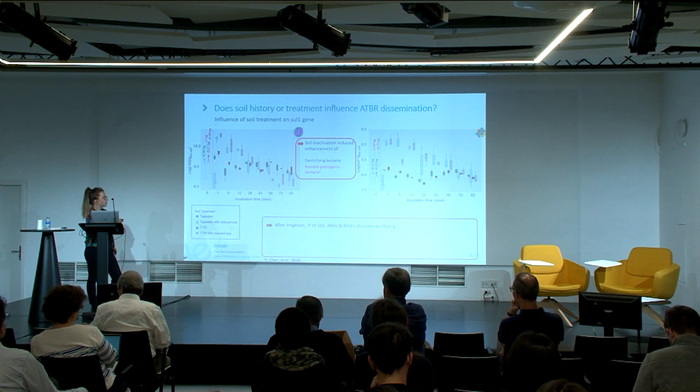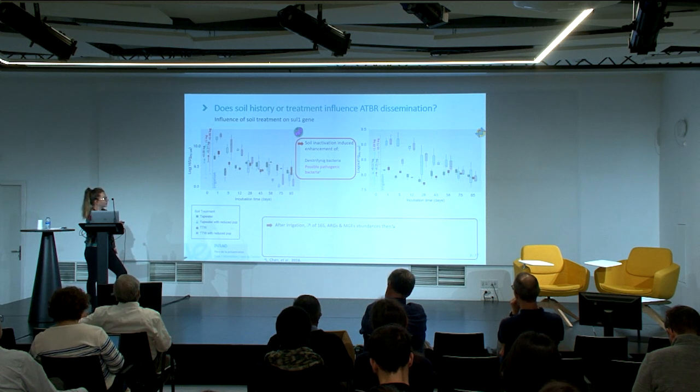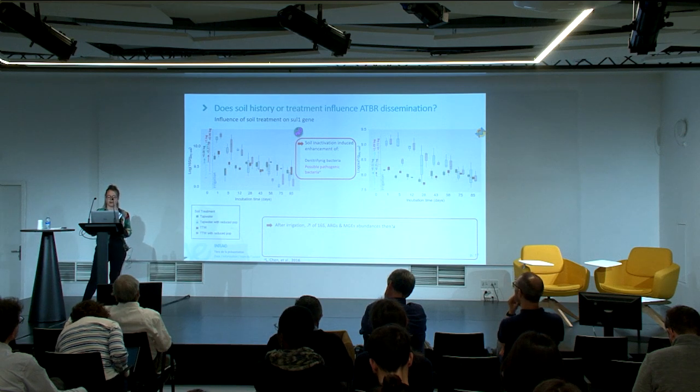And we could see globally the same trend with the SUL1 gene, the antibiotic resistant gene. So an increase after irrigation and then a decrease across the time. And I won't show you the result, but globally what we could see after irrigation is an enhancement of the nitrifying bacteria and possible pathogenic bacteria.